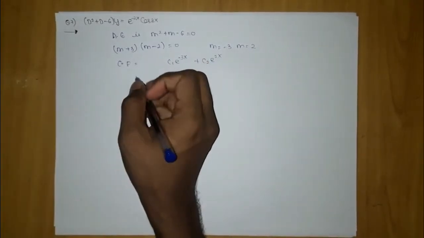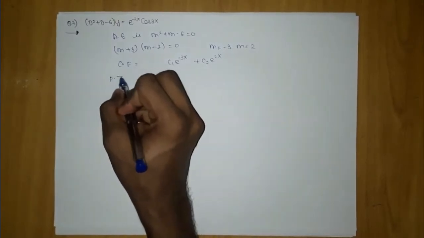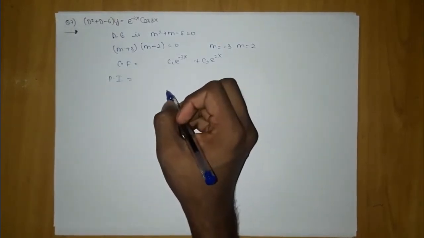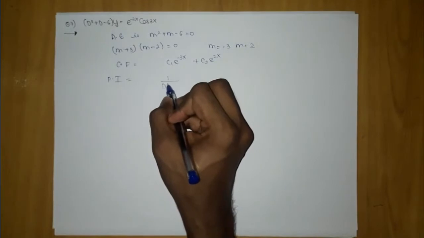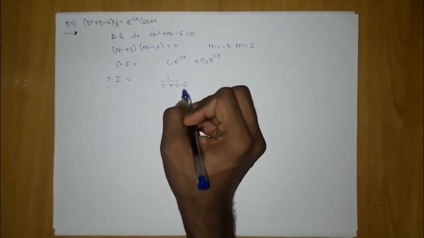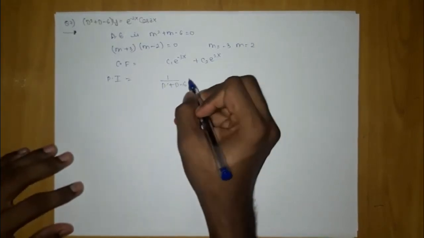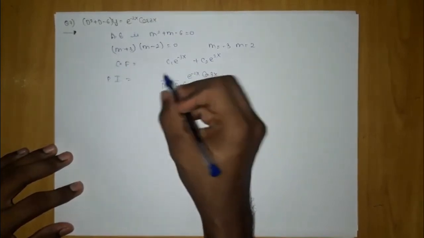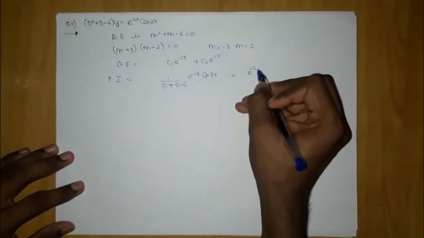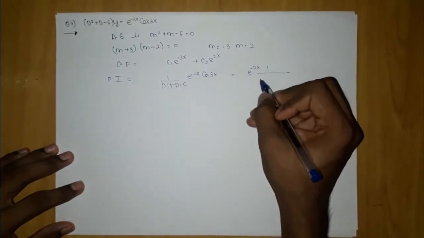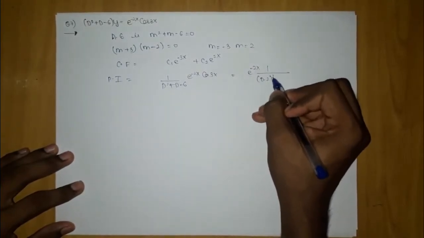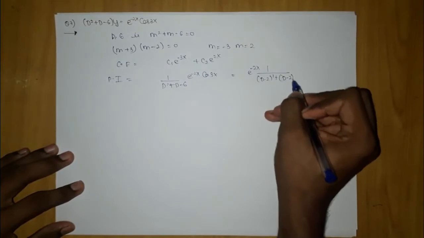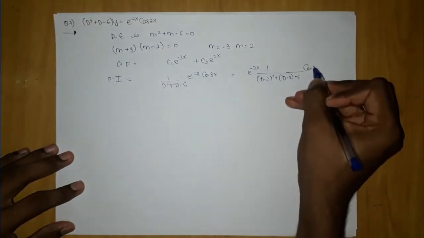Now our next job is to get the particular integral, which will be 1 by (D square plus D minus 6) into e to the power minus 2x into cos 3x. If we shift e to the power minus 2x to the front, we are going to write here (D minus 2) the whole square plus (D minus 2) minus 6 on cos 3x.